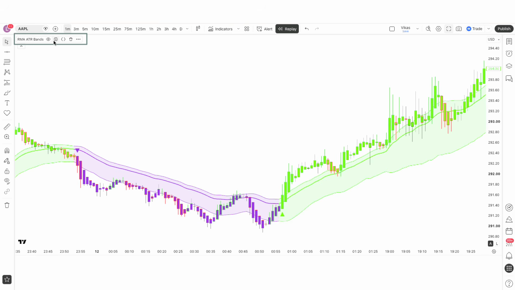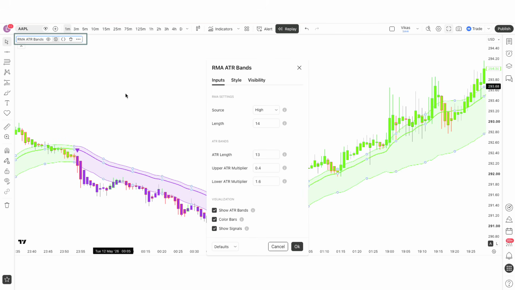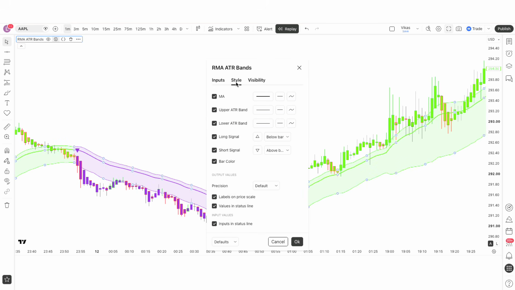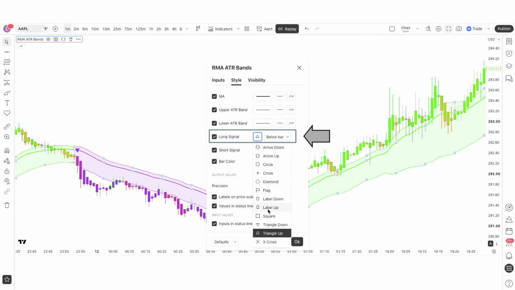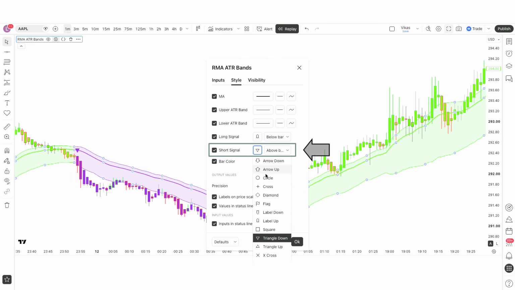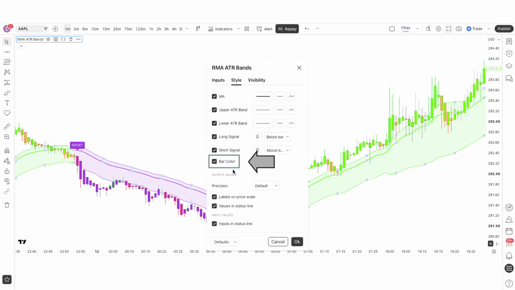Now change the indicator settings for perfect signals. First, change the length from 14 to 15, and then change the long signal from triangle up to label up, and the short signal from triangle down to label down. If there are any options you wish to hide, do so to keep the chart clean and easy to read. Once all changes are made, click OK.